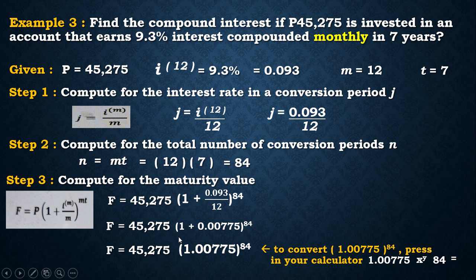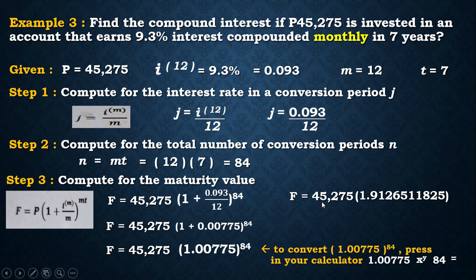So, pag kinonvert po natin ito, copyin po muna natin ito. Yung next step po natin, copyin po muna natin itong F is equal to 45,275. Ngayon, i-convert po natin ito by pressing the following in your calculator. So, pag kinonvert po natin ito po ang lalabas 1.9126511825. Now, let us multiply.